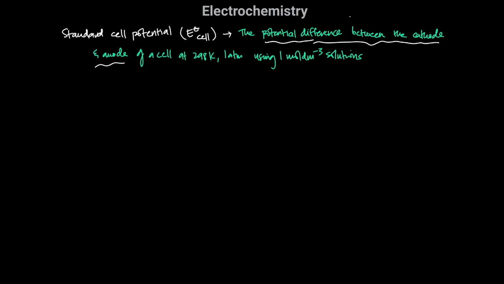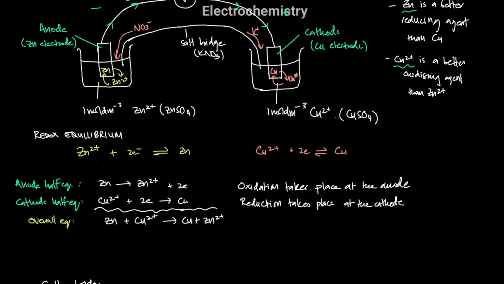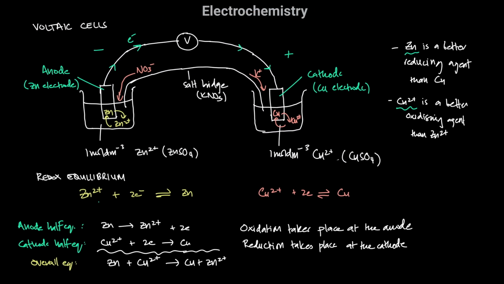Obviously, the potential difference between the cathode and the anode is simply the voltage. So we can say that the standard cell potential is simply the voltage of a cell at 298 Kelvin, 1 atmospheric pressure, using 1 mole per decimeter cube solutions, because the voltage is the potential difference between the cathode and the anode. In this particular example that we saw, the E naught of the cell was 1.10 volts. We'll also learn how we can determine the value of the EMF or the voltage of the cell as well, but in this case, I'm just letting you know that the EMF of this cell was 1.10 volts. The units for this are volts.